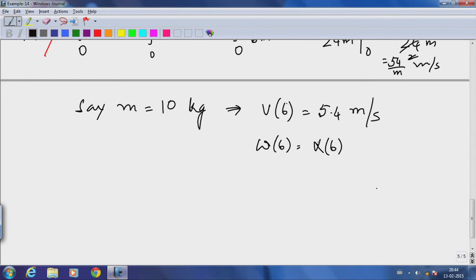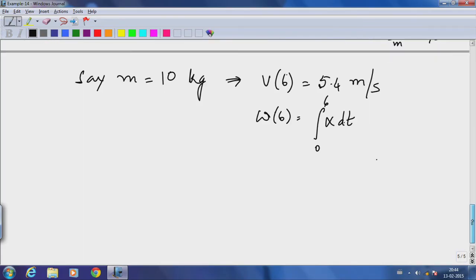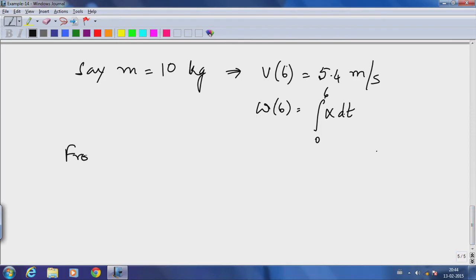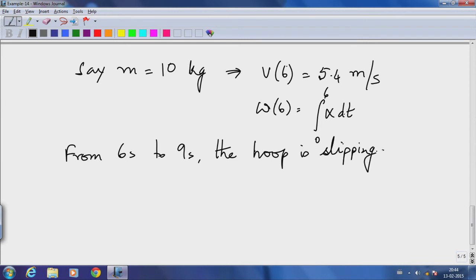Alpha was essentially, I have to do the same integration from 0 to 6 seconds of alpha dt. If I need to find the angular velocity, that is the way I would do it. Now, from 6 seconds to 9 seconds, the hoop is slipping, we do know that. So, the previous free body diagram we drew would no longer be valid.